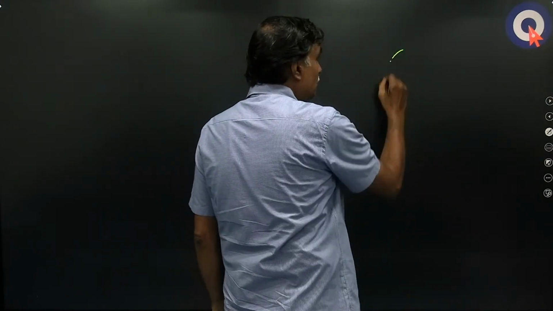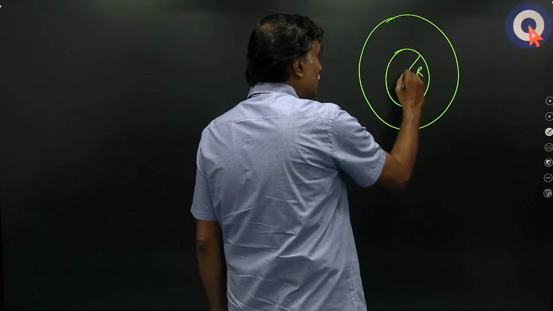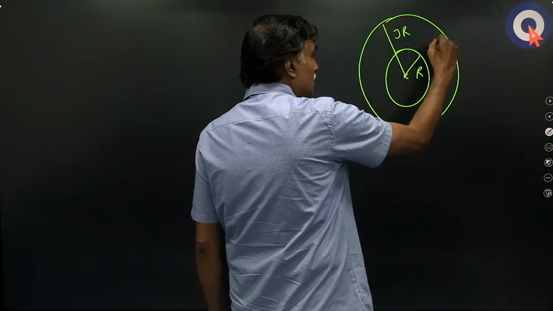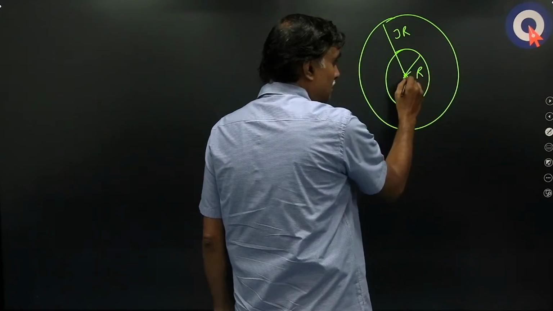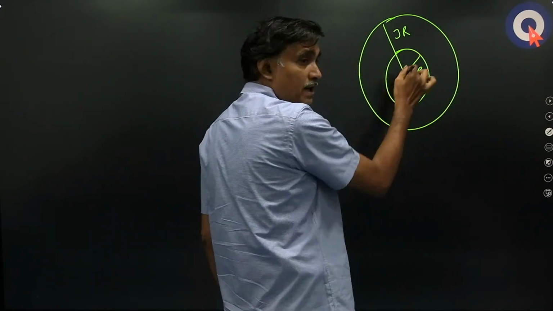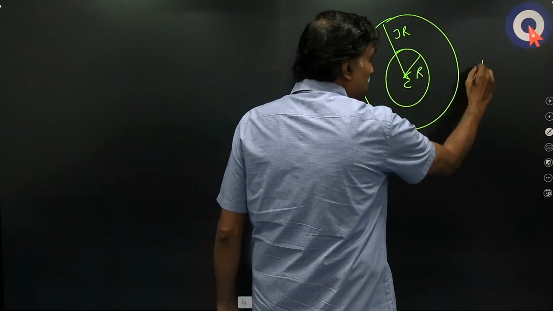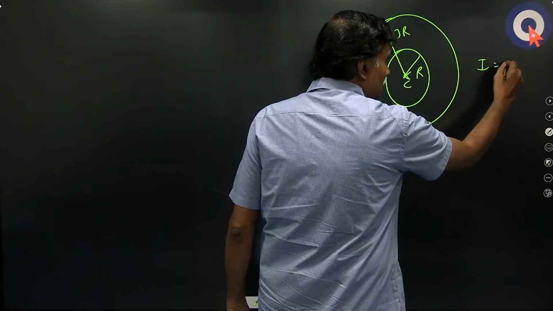Now this is a pulley, inner radius is r, outer radius is 3r and the pulley is fixed, free to rotate about C. It is free to rotate about a horizontal axis passing through C in a vertical plane. Moment of inertia of the pulley is 4mr square.